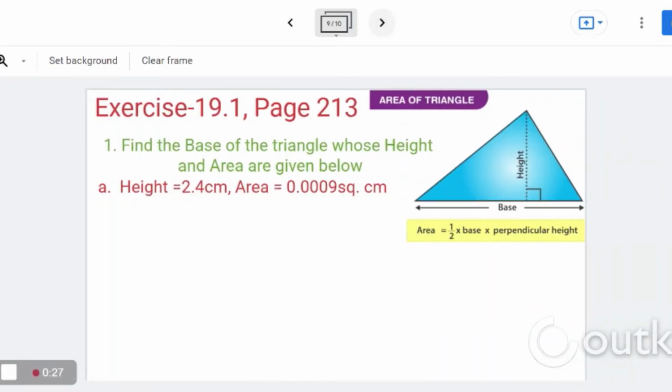Now a similar type of question is given next, where the height is given as 2.4 centimeter and the entire area of the triangle is given as 0.009 square kilometer. You are supposed to find out the base. This will be your homework for today. It is a little bit tricky, but please try to do it. Along with that, you can also try the next question, that is question number 3, yourself.